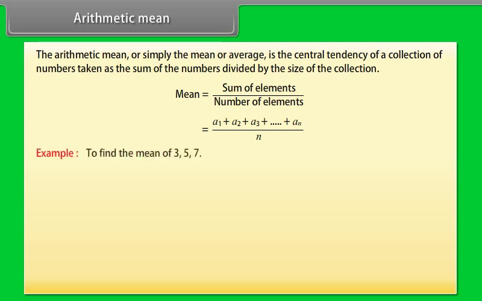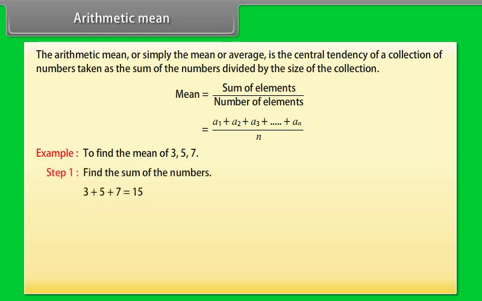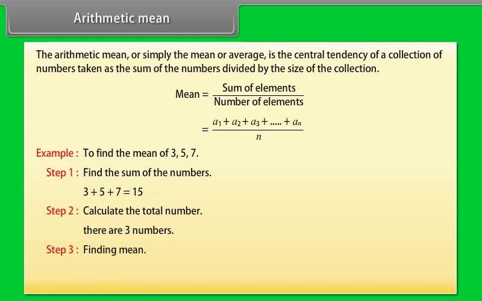Example: to find the mean of 3, 5 and 7. Step 1. Find the sum of the numbers, that is 3 plus 5 plus 7 is equal to 15. Step 2. Calculate the total number. There are 3 numbers. Step 3. Finding mean. 15 by 3 is equal to 5.